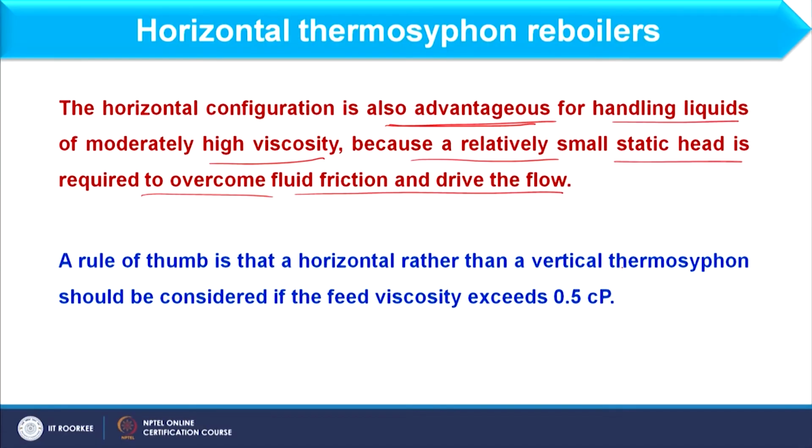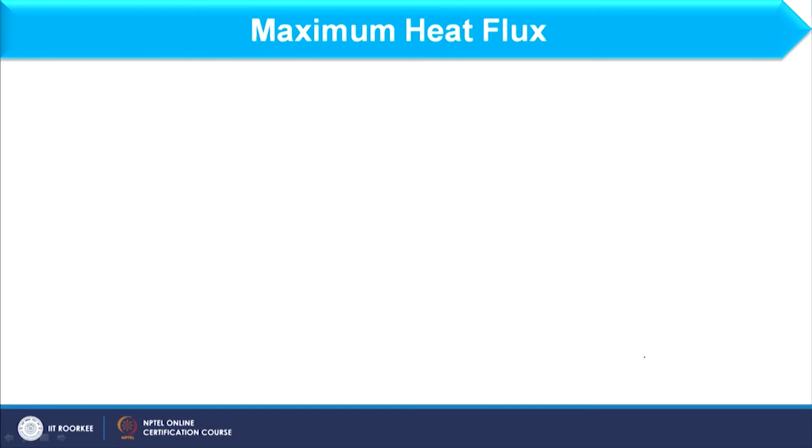And if you see the thumb rule, we usually use horizontal thermosiphon reboiler when viscosity exceeds 0.5 centipoise. So, you can choose thermosiphon reboilers accordingly. And now we will focus on the maximum heat flux, because to start design of thermosiphon reboiler, we should focus on maximum heat flux, because the heat flux in the system should not exceed the limit. So, what is the maximum limit of this?